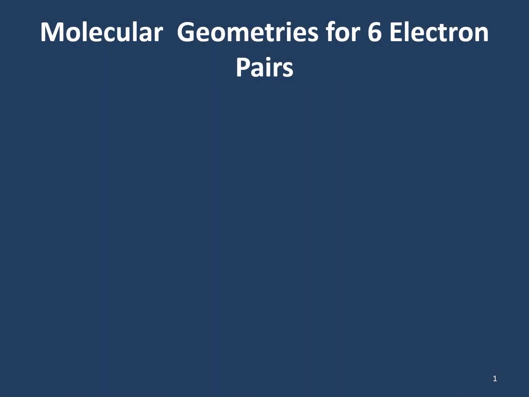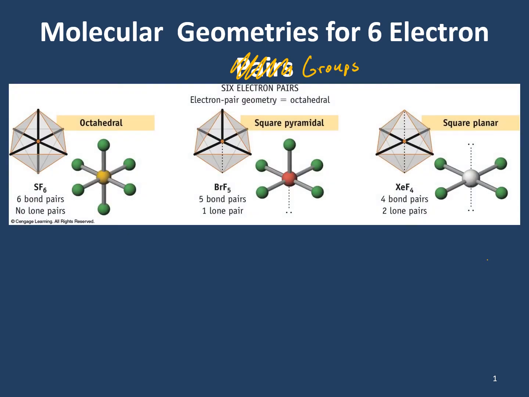Hello Chem 1A, this is Chapter 11, Lecture Video 3, and we're going to talk about our last type of electron group geometry and the molecular geometries that accompany it in this lecture video, as well as do some practice. So in our last example, when we have 6 electron groups, we have what is known as an octahedral electron group geometry. There are 3 molecular geometries that accompany this: octahedral, square pyramidal, and square planar.